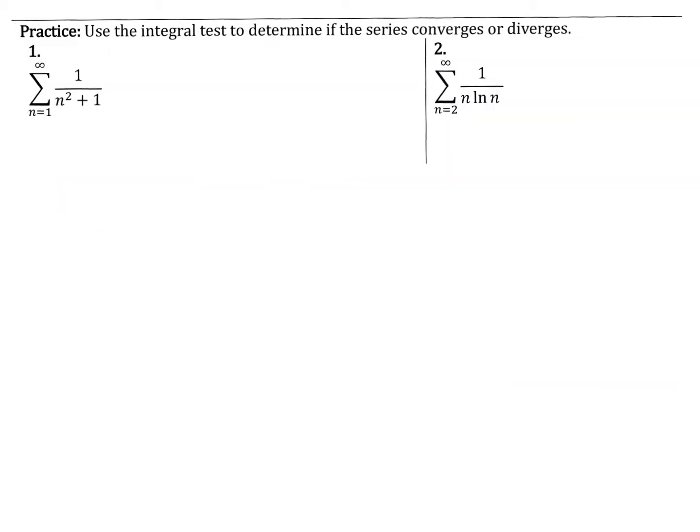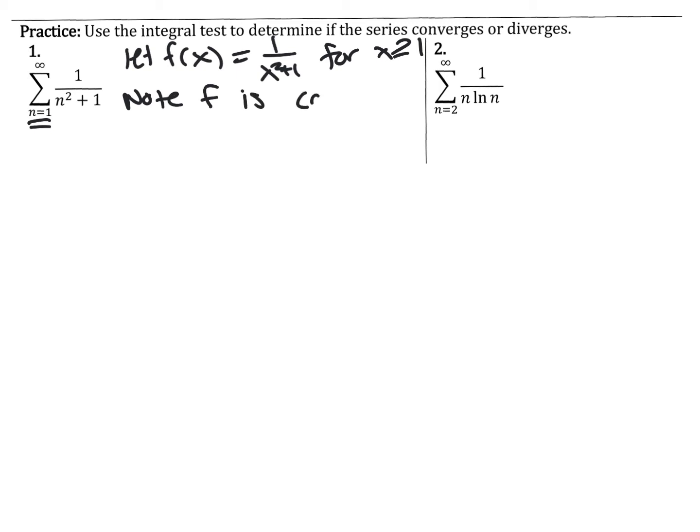Okay, so first things first, we need to define our function. So I'm going to go ahead and say let f of x equal 1 over x squared plus 1. And I'm going to just say for x greater than or equal to 1, and I'm just saying that because that's what's here. And I'm going to say note that f is continuous, decreasing, and positive.